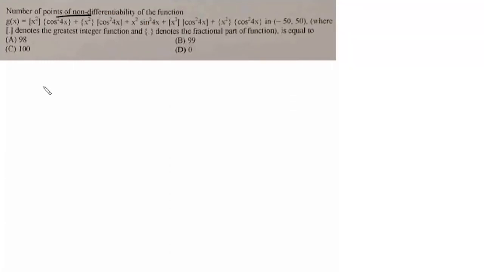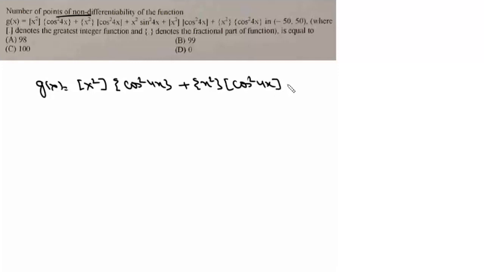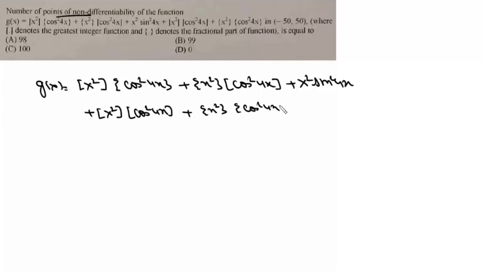So this g(x) is greatest integer function of x square into fractional part of cos square 4x, plus fractional part of x square into greatest integer function of cos square 4x, plus x square sin square 4x, plus greatest integer function of x square into greatest integer function of cos square 4x, plus fractional part of x square into fractional part of cos square 4x. Now what we'll do is, we'll take these two together.